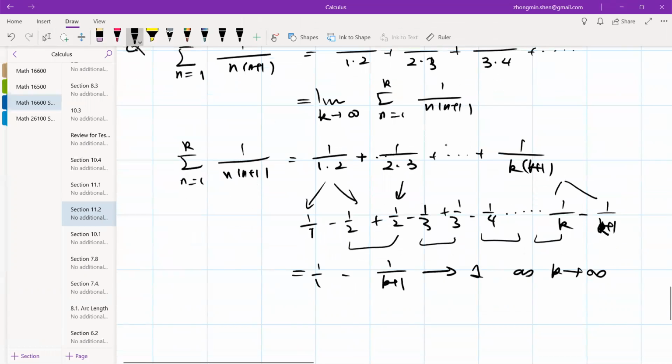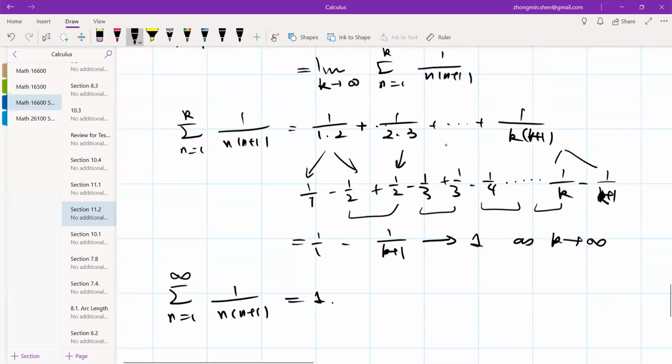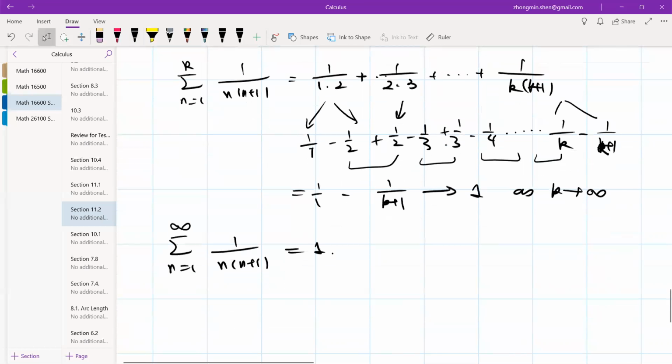So my answer is, it's going to be what? So it's interesting to see that it's going to be what?